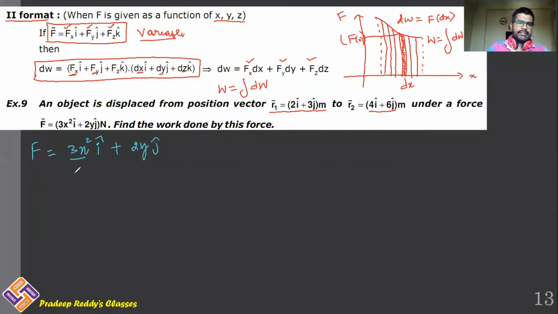This is f of x. This is f of y. X is variable. See, f of x is variable because there is the term x here. If x is equal to 0, then f of x is equal to 0. If x is equal to 1, then it is 3i cap. If x is equal to 2, then it will be 12i cap, like that. X is variable and y is also variable. Therefore, this is a variable force given.